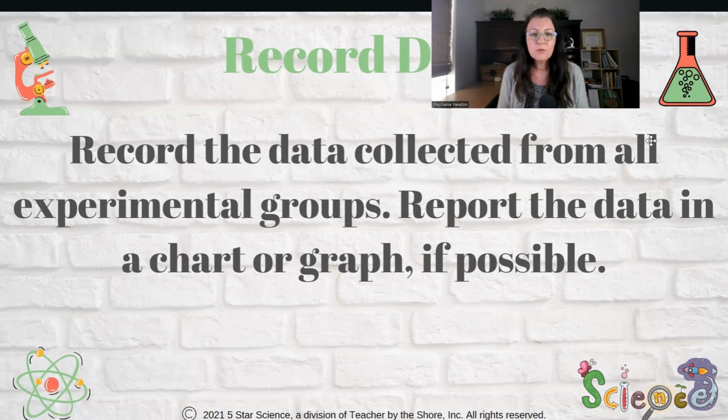In the situation of the dog food experiment, you could do trial 1, trial 2, trial 3 in a chart and put the measurements of food A and B for each trial, each time you did the experiment. And when it says collected from all experimental groups, with the dog food, that means the experiment is comparing 2 different types of foods. So you're going to record the data from food A and food B, how much each one weighs afterwards. So those are the experimental groups.